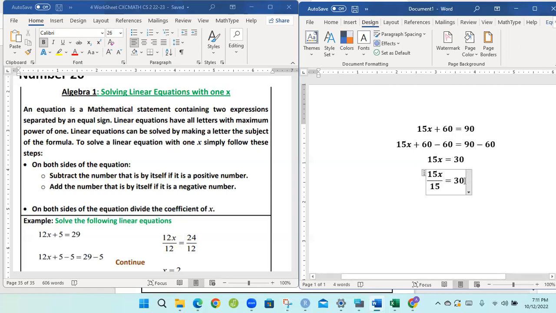So 15 divided by 15 is 1. So if we divide by 15 on the left side, we have to divide by 15 on the right side. And we are left with x is equal to 2. Solving simple linear equations.